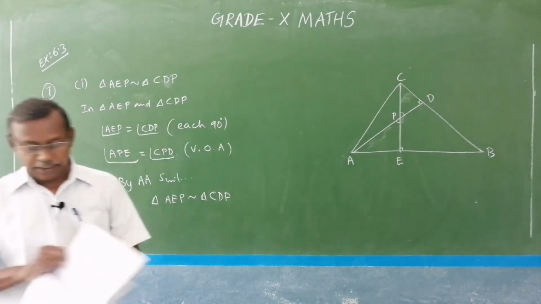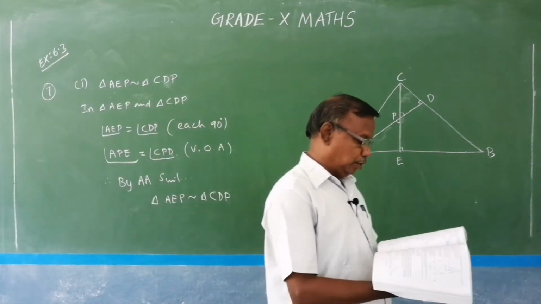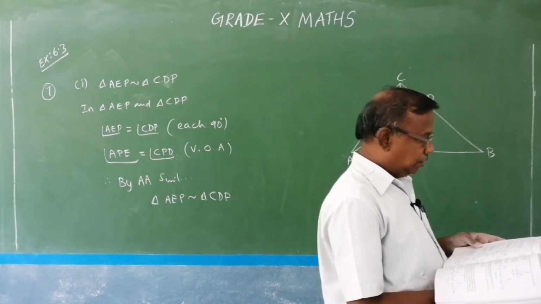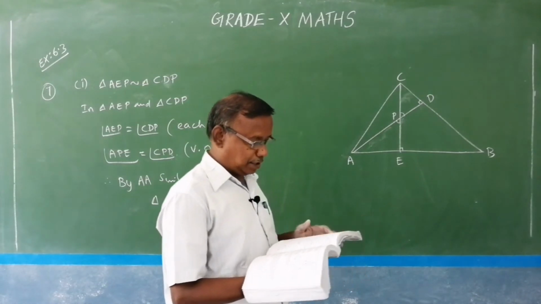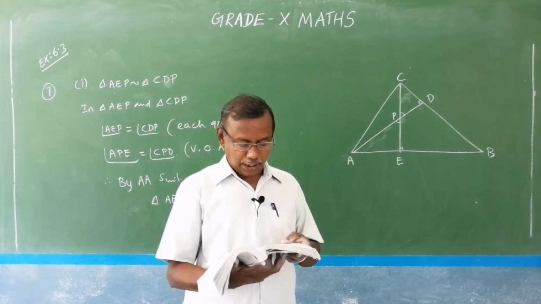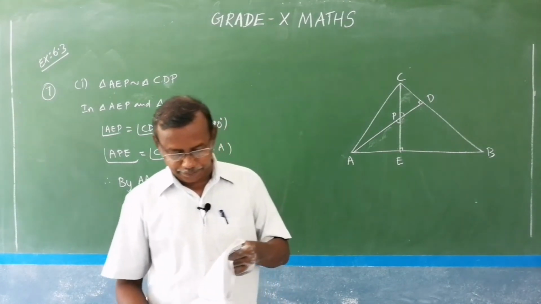So likewise the remaining parts you can prove, in which you take one 90 degree angle and one common angle. Simply we can prove the remaining parts. So the subdivisions 2, 3, 4 are your homework, and straight away we go to problem number 8.